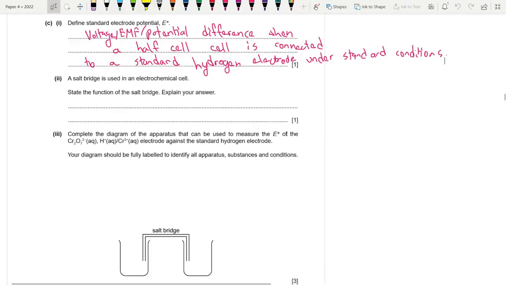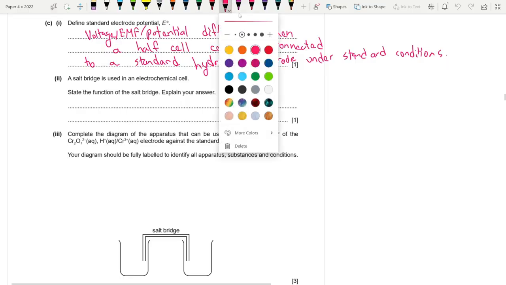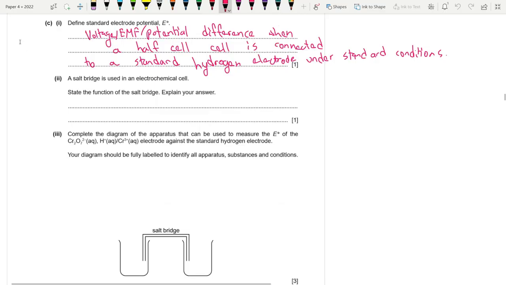Okay, a salt bridge is used in an electrochemical cell. State the function of the salt bridge. So basically, it completes the circuit, that's one role. Also, it maintains the charge balance. I'll tell you what I mean in a bit, when I draw the diagram below. So it completes the circuit or maintains the charge balance.